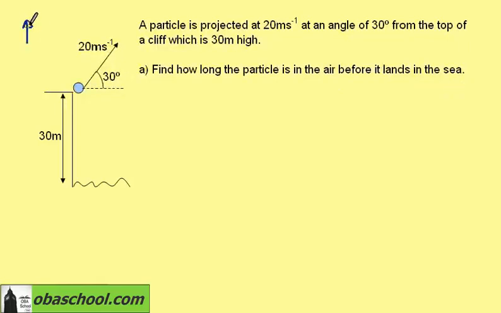Here I'm going to take the upward direction as positive. Gravity, remember, acts vertically downwards, and here we're going to take it as 9.8 meters per second squared. When considering how long before the particle hits the sea, we're considering vertical motion. We collect the information using SUVAT in the normal way.